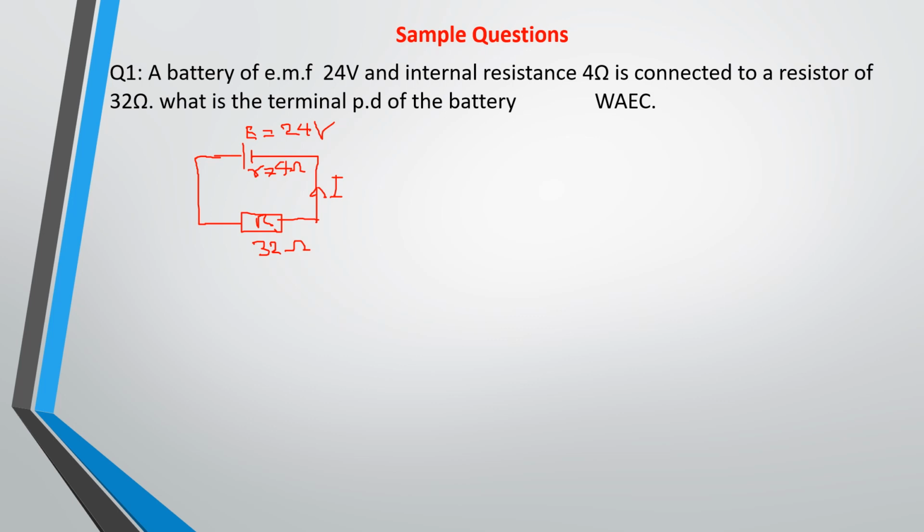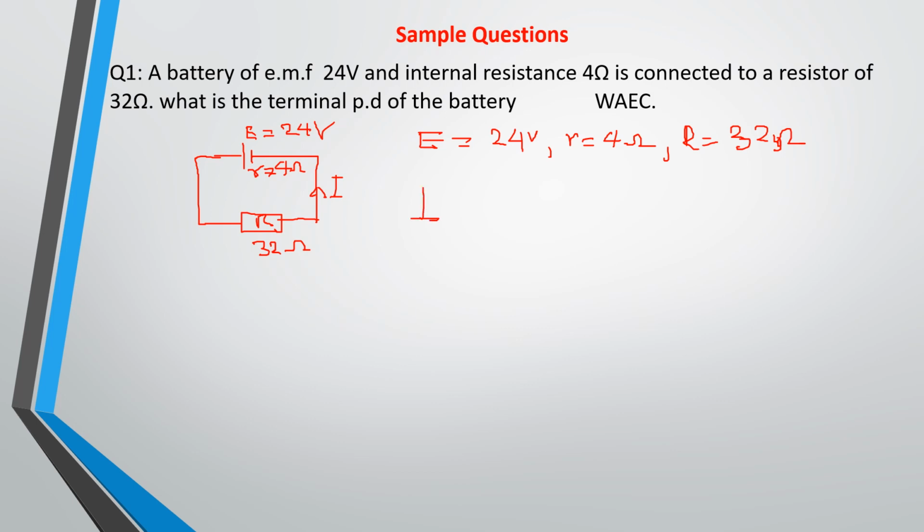Now, for this particular question, you will be given E. This is your E.m.f that is given to you to be 24 volt. I have represented it already on the diagram for you. You are given small r to be 4 ohm. I have represented that also in the drawing. And then we are giving capital R to be equals to, what is that? 32. Sorry about that. 32 ohm. Okay, so for you to solve this problem, first of all, you will have to find the current that is flowing through this setup.